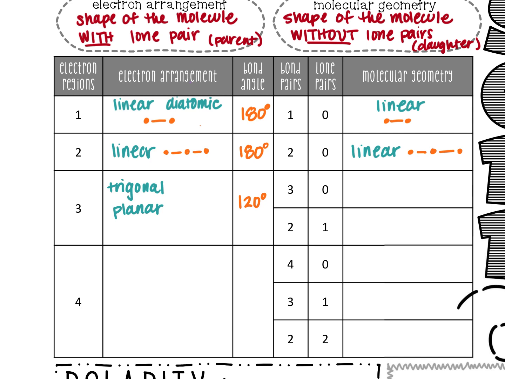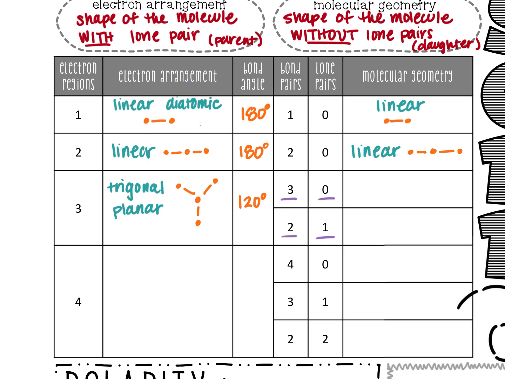All right, so I'm going to go ahead and draw this guy up. I've got my central atom. He has three electron regions that come out of him. So he's a very flat triangle looking shape. Now, out of our three electron regions, I can either have three that are bonded and zero that are not bonded, or I can have two that are bonded and one that is not bonded.